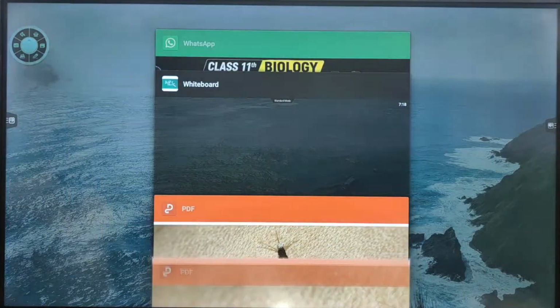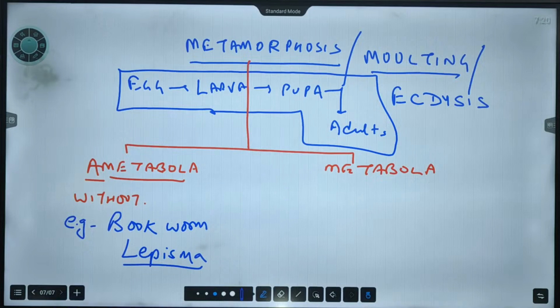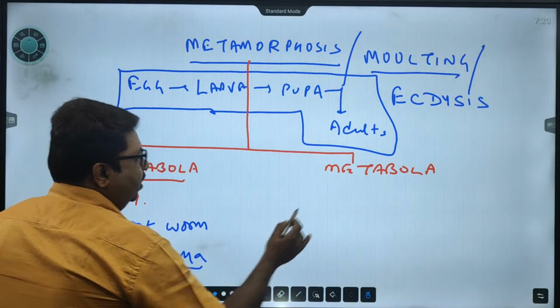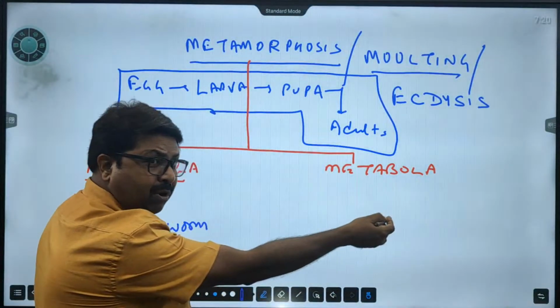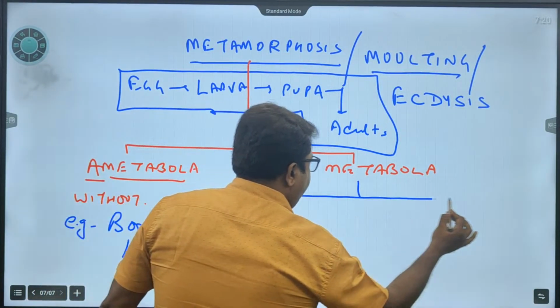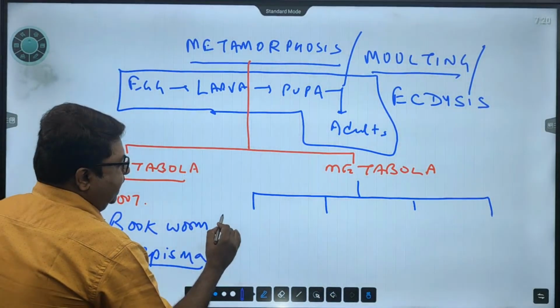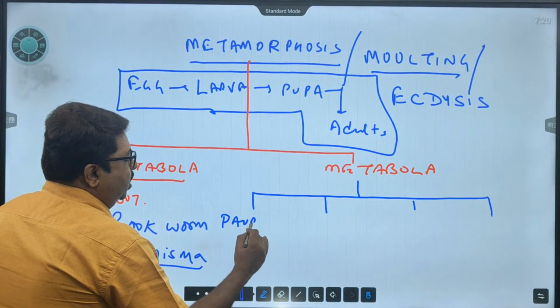Okay. Chalo. Next. Lepisma, bookworm. And then metabola. Metabola means those who show metamorphosis. Not only cockroach, there are four types of them. Number one is Paurometabolus.